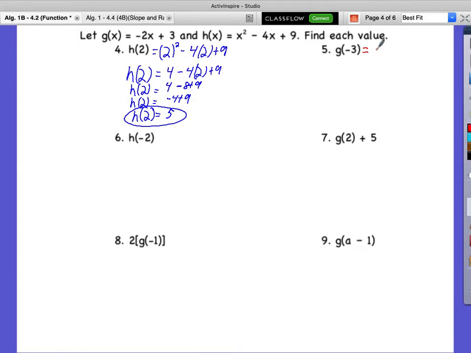Alright, so for this one, we're going to go equals -2 times -3. Very good. And then we're going to go plus 3. Very good. So we take the G of x, we write everything else the same, except for x is now -3. And that's what we're told to substitute because it's in the parentheses for us. I'm going to ask you guys to go and finish this problem off.